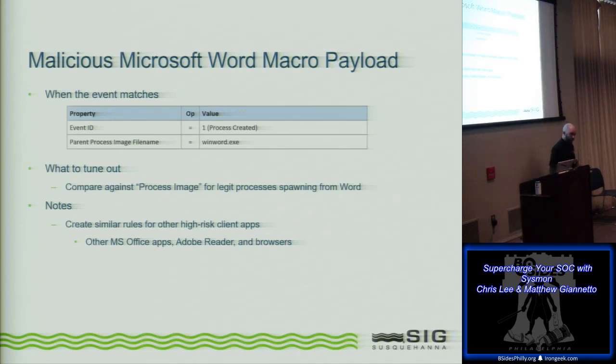I imagine that if somebody's using some sort of exploit, this is also going to pick that up, if somebody's trying to exploit some vulnerability in Word rather than just using the enable macros function. So this one's really viable for any of your high-risk client applications, anytime users are bringing files off the internet and opening them with one of those applications, whether it be Office Suite, Adobe Reader, any of your browsers. This kind of rule framework works really well for all of those.